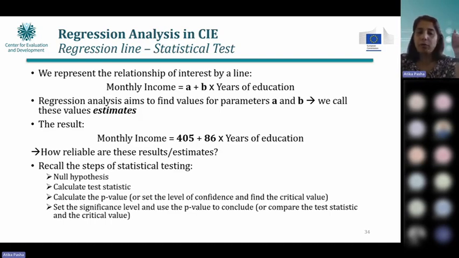Again, we now have to hypothesize what this relationship could be. We have to calculate the test statistic. We have to define the p-value associated with the test statistic, again, based on a set confidence level, and then conclude whether or not we reject our null hypothesis.